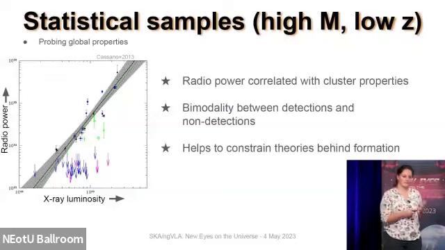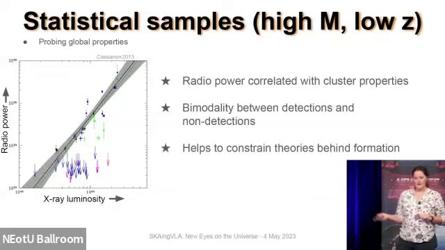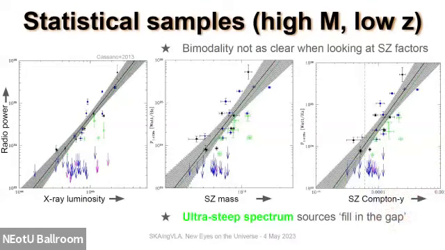So again, samples letting you really nail down the physics of what's happening. But it's never that simple. So when people started looking at cluster samples detected through other methods, so for example, looking at the Sunyaev-Zeldovich effect clusters, for example Planck, ACT, SPT, and looked at the same sort of plots, we still saw a correlation. That's great. So the radio is still correlated with the properties of the host cluster itself, but this bimodality seemed to be disappearing.